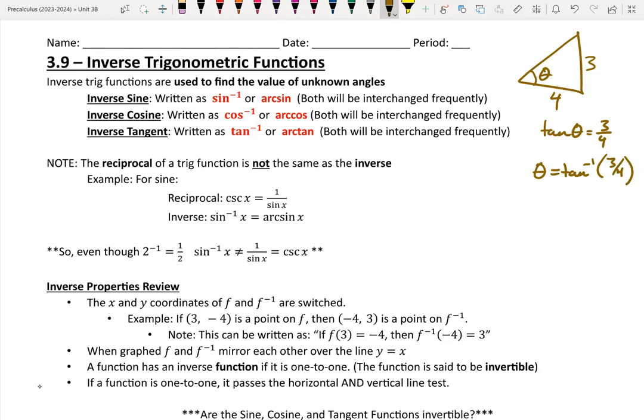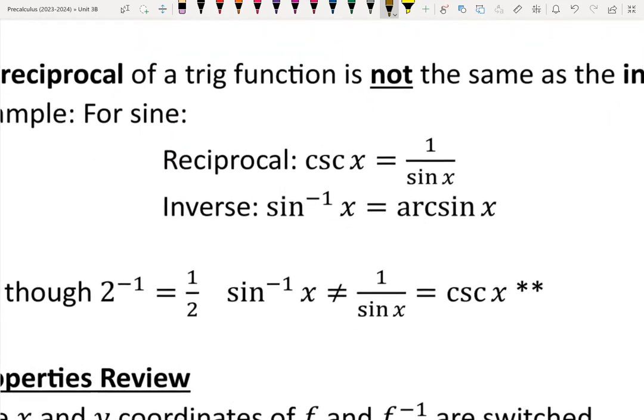Now we're going to be looking at these more as functions today than just finding an unknown angle. That's what we had done previously. But we're going to be looking at them as functions and as the inverses to sine, cosine, and tangent. So one thing just to remember, the reciprocal of a function is not the same as the inverse. Talked a little bit about the reciprocal function. So case in point, sine inverse and cosecant are not the same thing. You see that written here. Cosecant of x equals 1 over sine, whereas the sine inverse of x is equal to arc sine.